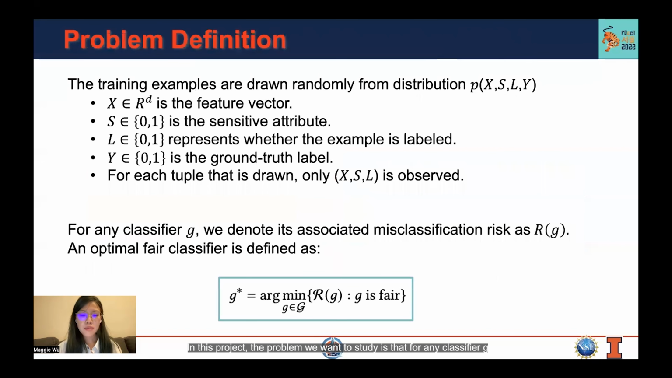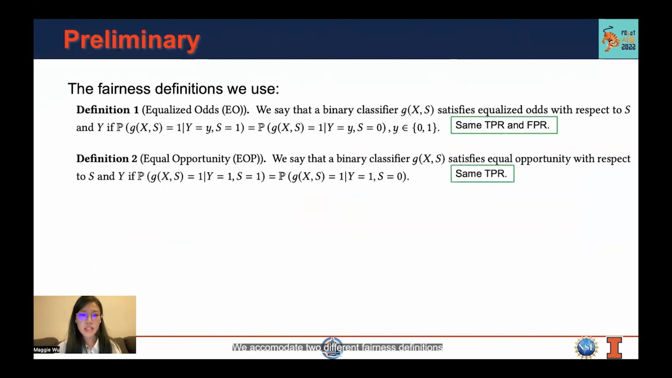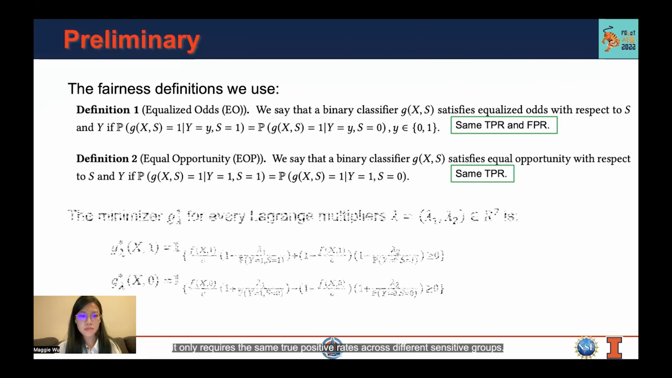In this project, the problem we want to study is that for any classifier G, we want to minimize its misclassification risk given the constraint that it is fair. We accommodate two different fairness definitions. The first is equalized odds. To be simple, it requires the same true positive rates and false positive rates among different sensitive groups. The second definition is equal opportunity. It only requires the same true positive rate across different sensitive groups.